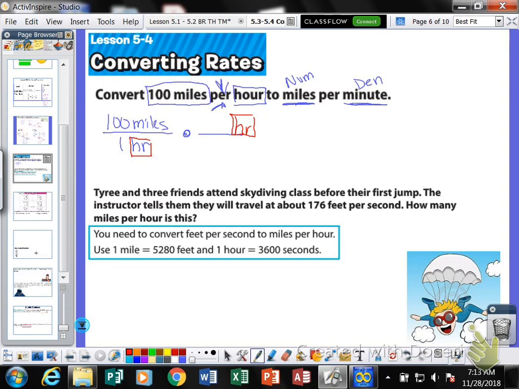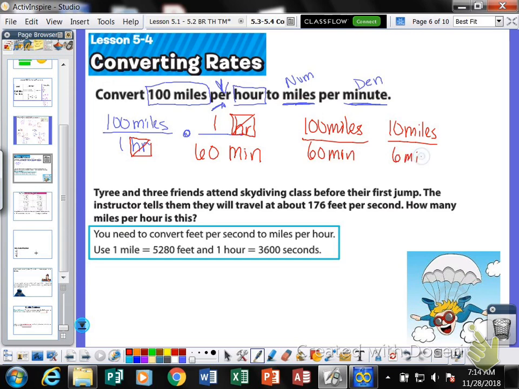Now, can we go from hours to minutes? We most certainly can. What is the conversion for hours to minutes? In 1 hour, that's 60 minutes. So now here I can cross out my hours because my hours have simplified. Miles is still in the numerator, minutes is in the denominator. We're good. So now multiply across the top. I now have 100 miles per 60 minutes. And then we can reduce that. We can divide both by 10. So 100 divided by 10 is 10 miles per 6 minutes.